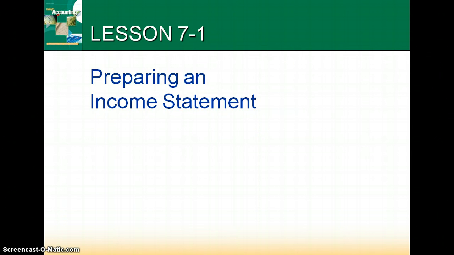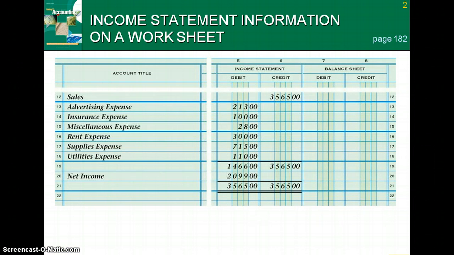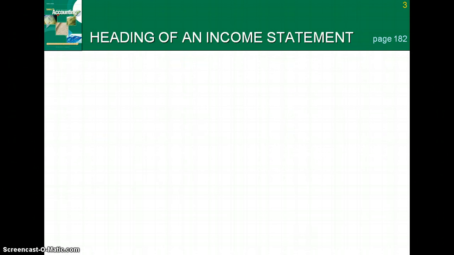Section 7.1 is dealing with income statements. You will pull this information off of the worksheets that you completed last chapter. So this is what the worksheet looked like, and make sure you know, like on here, the net income was $20.99. We will compare that with what you get on the balance sheet, and that ensures you have everything correct on there and everything balances.